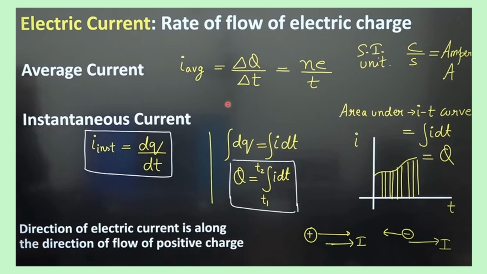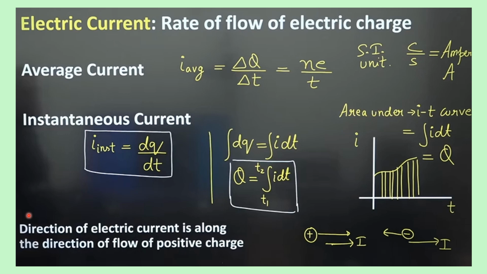In a given interval of time, how much electric charge flows is nothing but average current. In other words, average current will be equal to Ne divided by T. E means electron, Ne means N number of electrons passing in a given interval of time T. The SI unit of electron charge is coulomb, the SI unit of time is second, therefore the SI unit of average current is ampere.